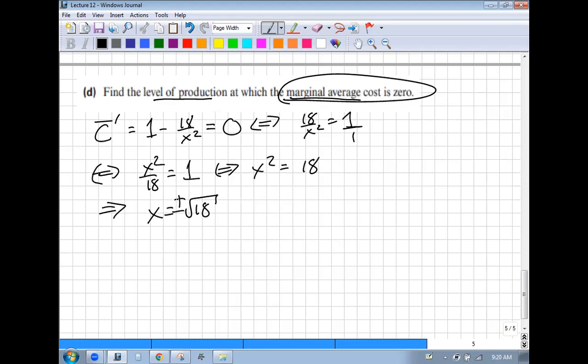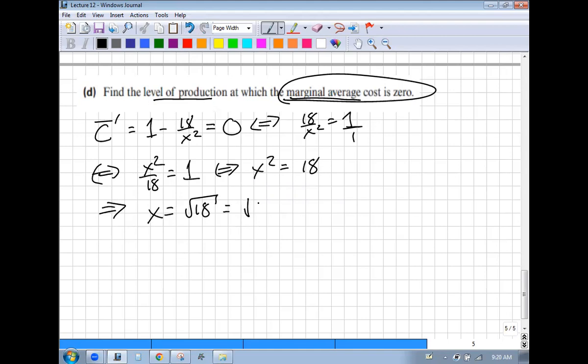And it should be a plus or minus, but we're not interested in negative production levels, right? That's why I only put implies here, not if and only if. This implies that. I'd have to do this to maintain that these are logically equivalent, but they're not. I'm throwing out a solution. I'm only keeping the positive one. So this just implies that.